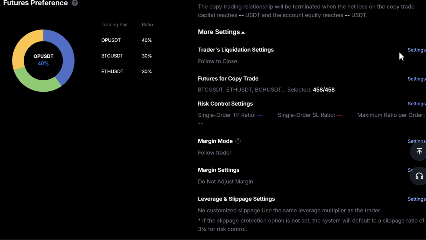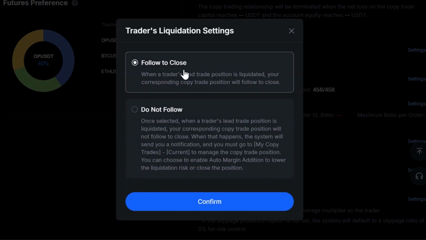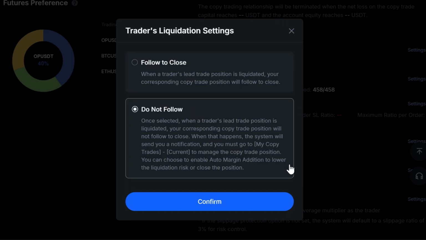Trader's liquidation setting. If you choose follow to close, this means when a trader's lead trade position is liquidated, your corresponding copy trade position will follow to close. But if you choose do not follow, when a trader's lead trade position is liquidated, your corresponding copy trade position will not follow to close. The system will send you a notification and you must manually adjust your margin or close it completely.